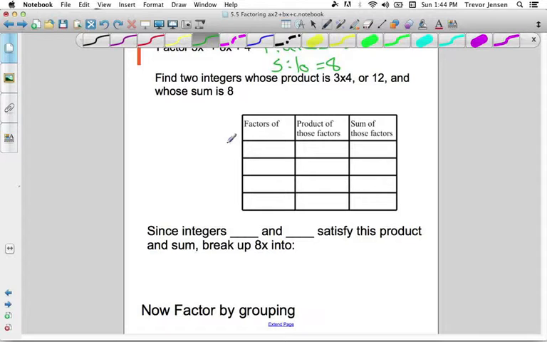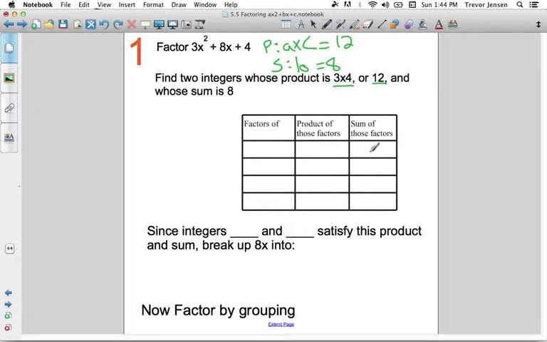So I've made just a little chart here to help you organize figuring out which factors have a product of your a times c, which is 12, so 3 times 4 is 12, and a sum of 8. You don't have to use this chart every time. You could use a factor tree if you want, or you can just go by trial and error and try and find the numbers on your own.